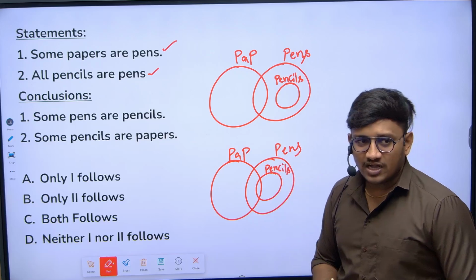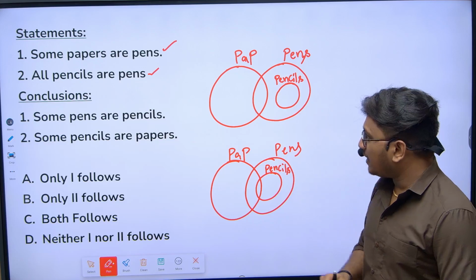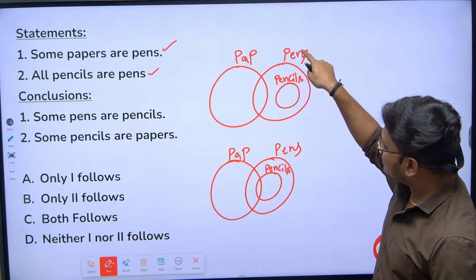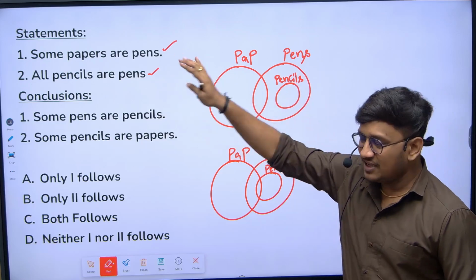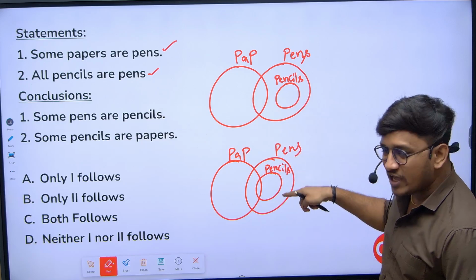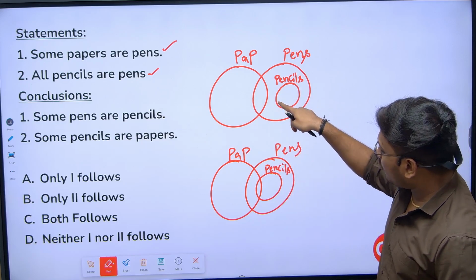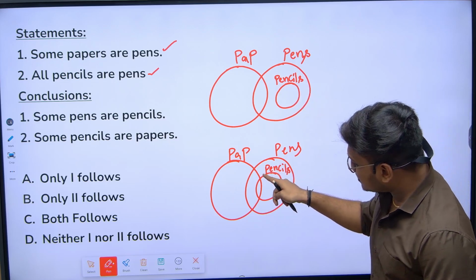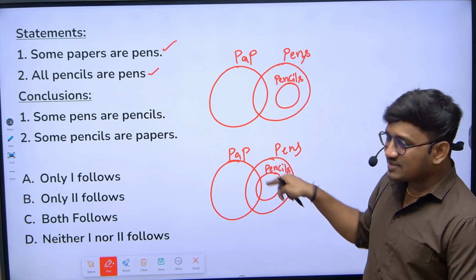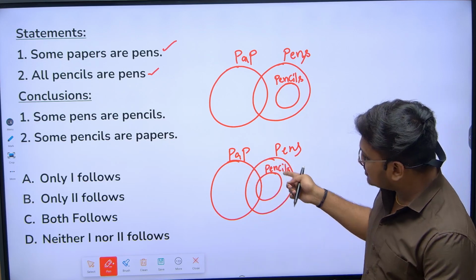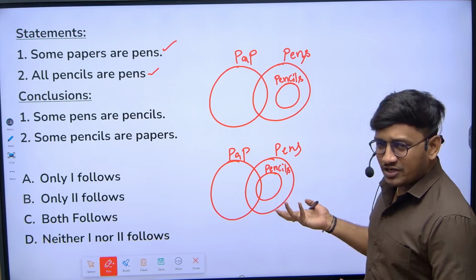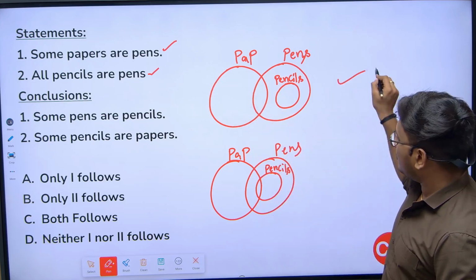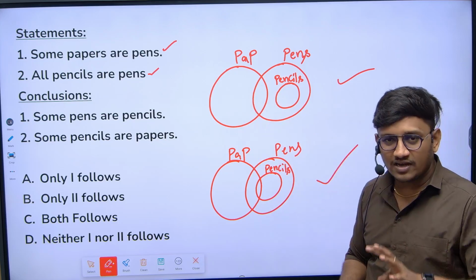You should make sure that while drawing a Venn diagram, some papers are pens, and all pencils are inside pens. These are the two statements given. Now what's the difference between these two diagrams? Here I have drawn the pencil circle separately. Here, the pencil circle is intersecting the papers, means the pencil circle is disturbing papers. Whatever it is, the conditions are satisfied, so these two diagrams are 100% correct.